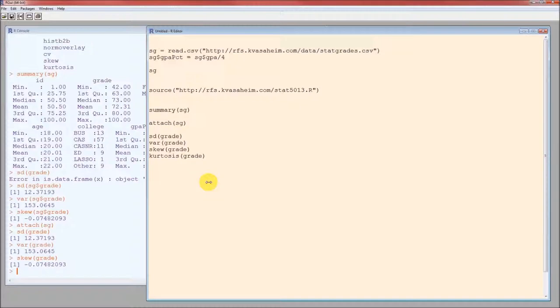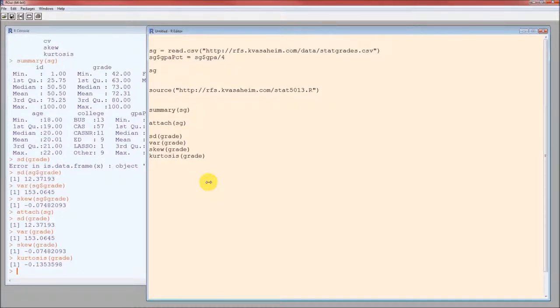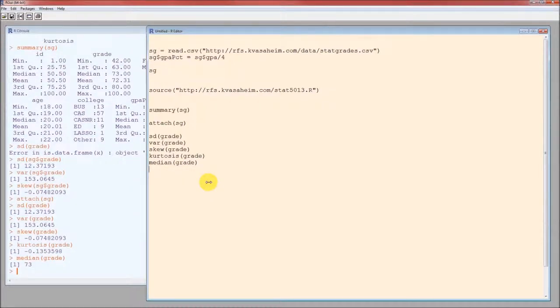and similar with kurtosis. And for the record, this is the excess kurtosis, not the raw kurtosis. Difference between the two is excess kurtosis is always 3 less than the raw kurtosis for reasons given in class. We can calculate the median. 73 is the median grade.